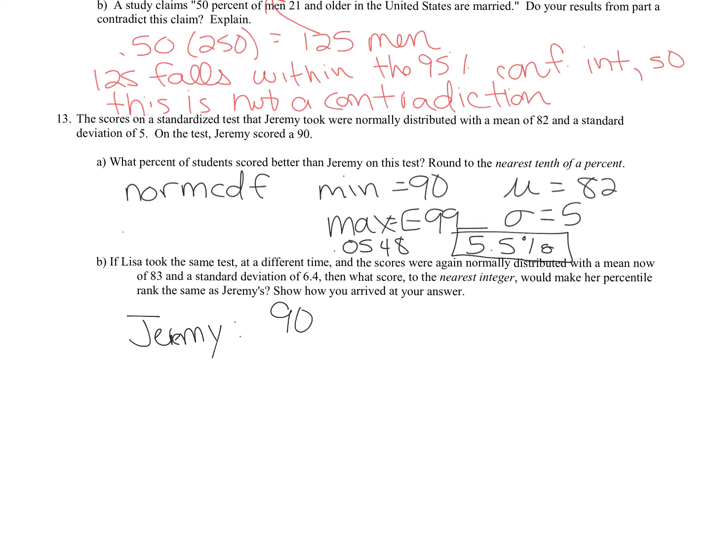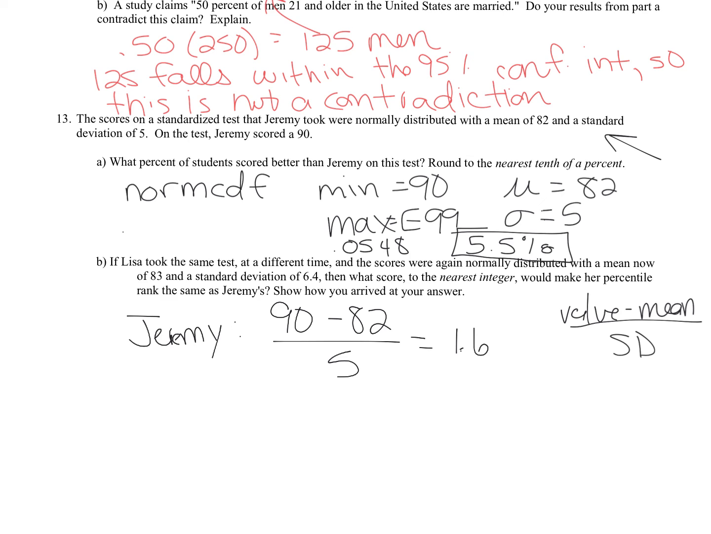So Jeremy's value was 90. My z-score is value minus mean over standard deviation. So I'm going to do 90 minus 82, using his information up here, over 5. That gives me a z-score for him of 1.6. So I want her to have the same z-score so that she's at the same spot on the normal curve as him. So for Lisa, we want to say what score minus her mean of 83, over 6.4, is also going to equal 1.6. So she would be relatively ranked the same way.